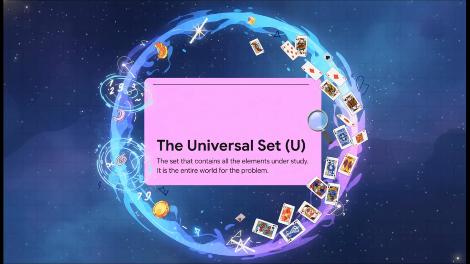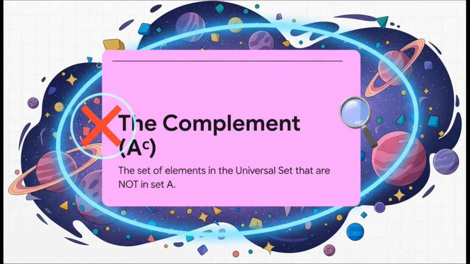Think of it as the entire world for this specific problem. If we're talking about numbers, maybe our universe is all integers. If we're talking about a deck of cards, the universe is all 52 of those cards. It's the sandbox we're playing in. Okay, so once we've defined our sandbox, our universe, the complement is super easy. The complement of A is simply every single thing inside that universe that is not in A. The keyword here, you guessed it, "not."